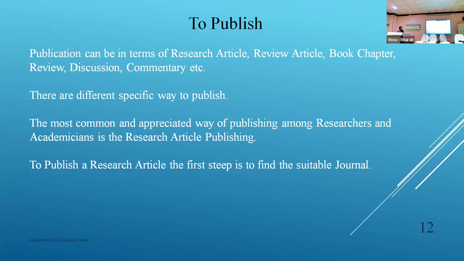Okay, so the first step to publish an article is to find a suitable journal. If you publish somewhere else, it is not going to benefit you anyway. There are a lot of predatory journals, you all know. If you have a goal that I will publish 500 papers in 1 year, and you are going for predatory publishing, there is no point in publishing, because it is not going to be effective anyway.